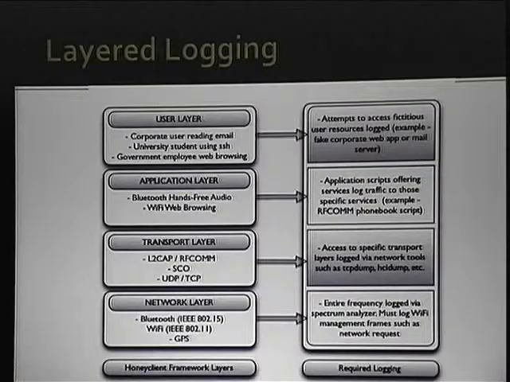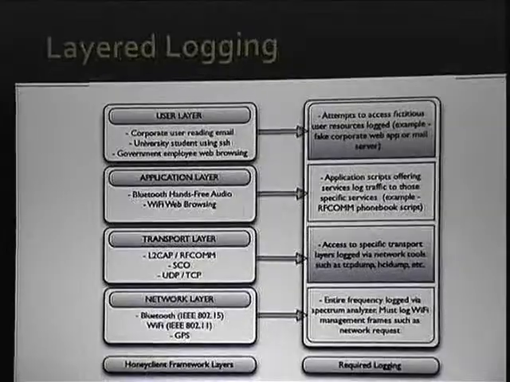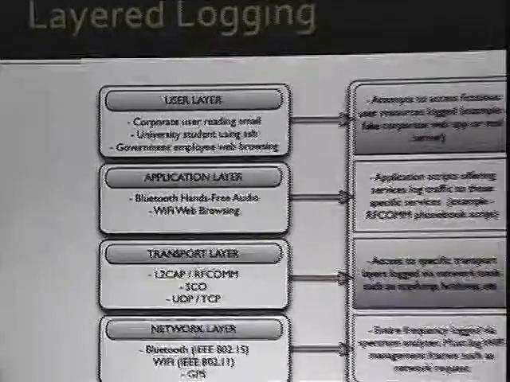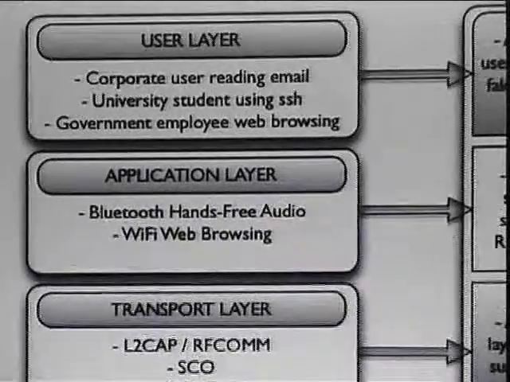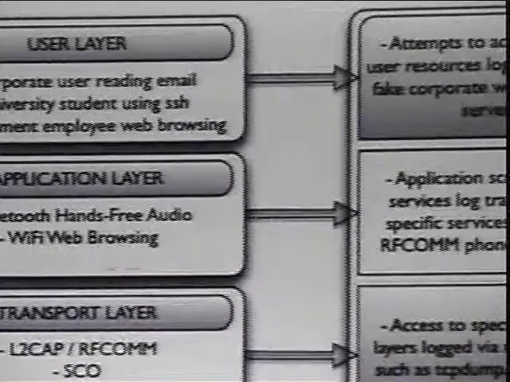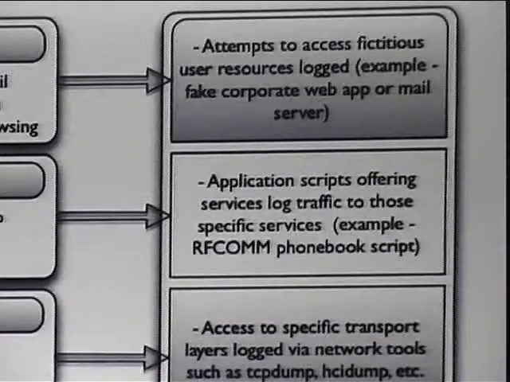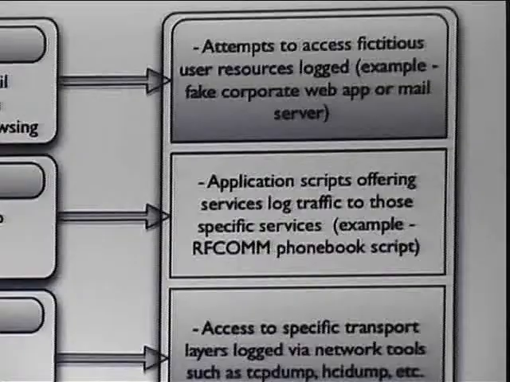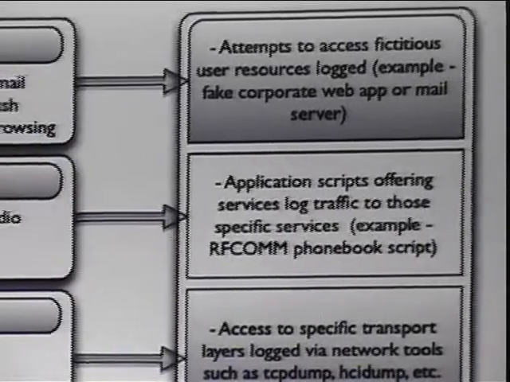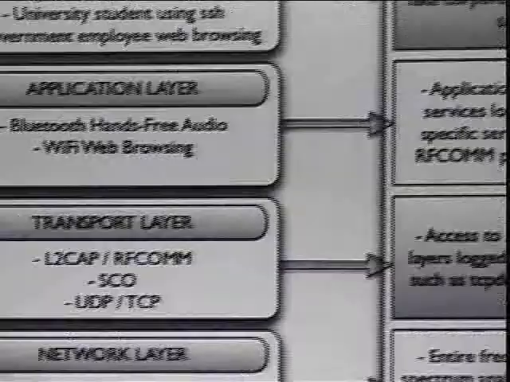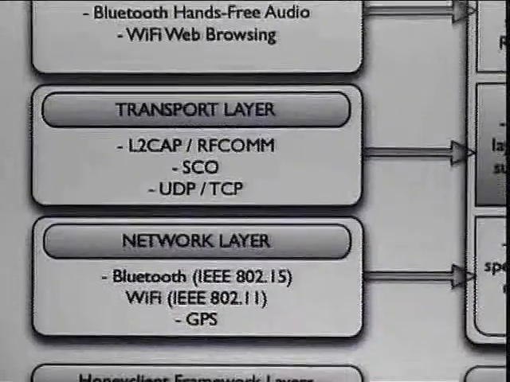So these are all the types of things we're logging. We're logging the entire frequency spectrum, the activity on it. We're logging access to all the transport layer protocols. We're logging all the activity to the applications. And then additionally, embedded in our traffic generation are bogus websites, and any further attempts to access those websites or different resources we're logging as well.